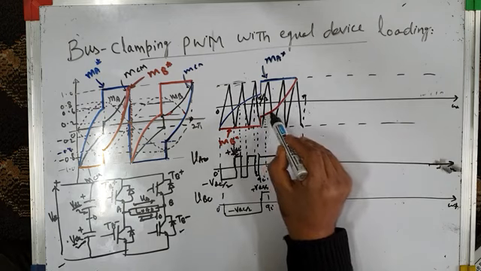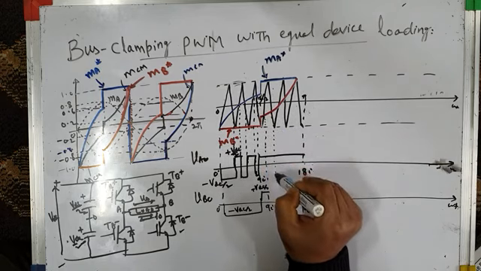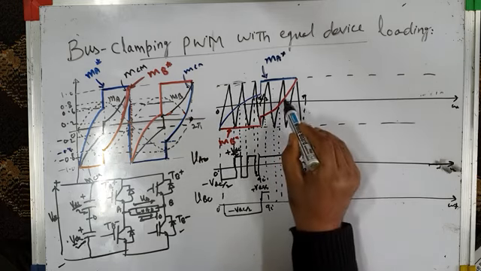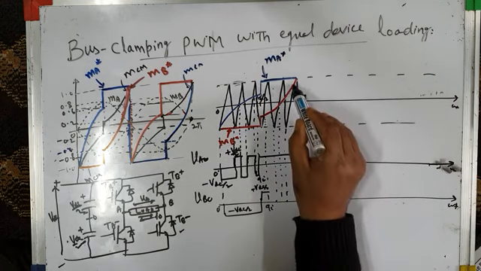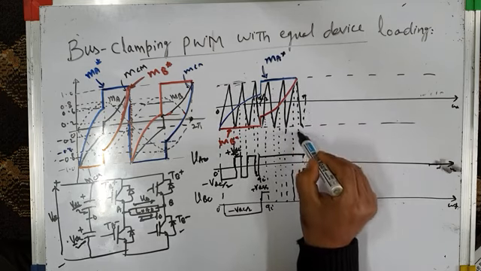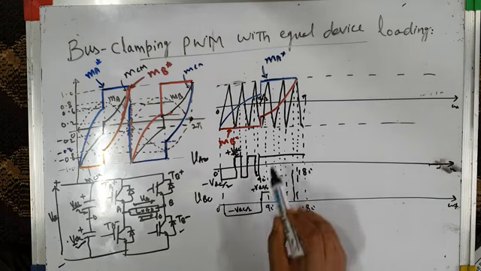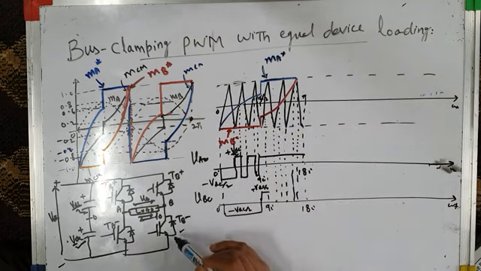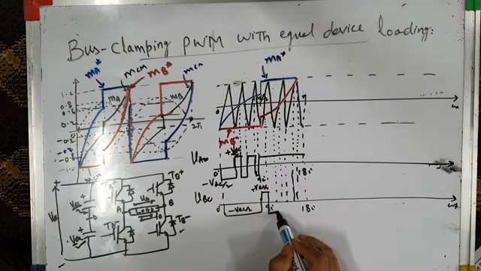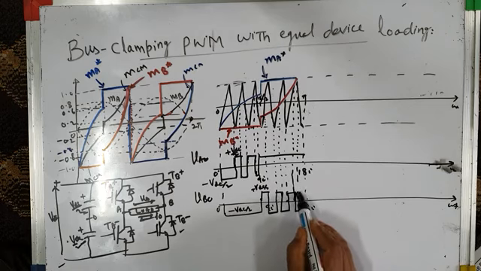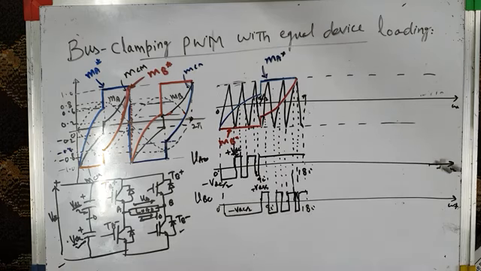Okay, and then from this instant to this instant, let me first of all draw these projections. That will make it easy to draw. So this projection, and finally this projection. From this instant to this instant, the triangular carrier wave is higher in amplitude than MB star. So the bottom switch TB minus is again on. So it will be minus VDC by 2, then plus VDC by 2, minus VDC by 2, plus VDC by 2. This is how switching occurs.